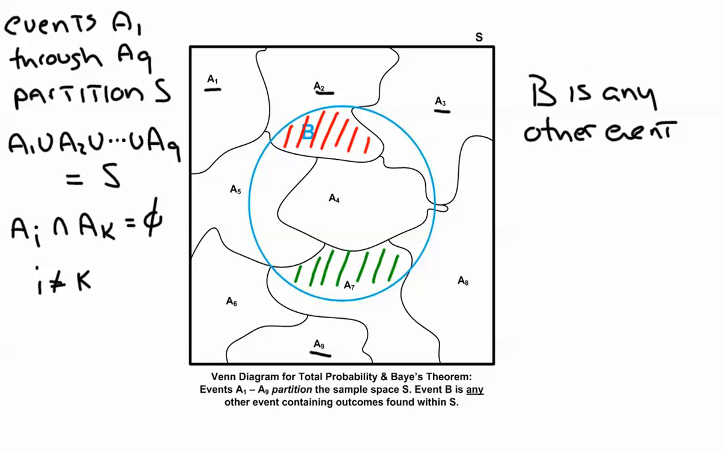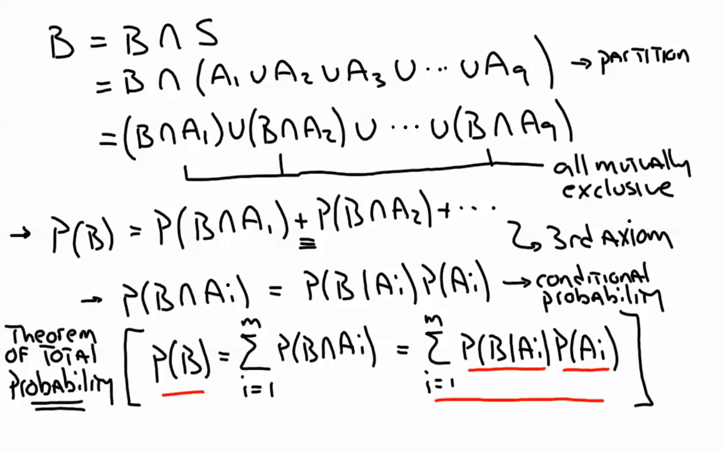In this figure back here, M equals 9 because I had 9 partitioning events in my sample space S. In general, M can be any integer. M is the number of partitioning events in sample space S. Okay.